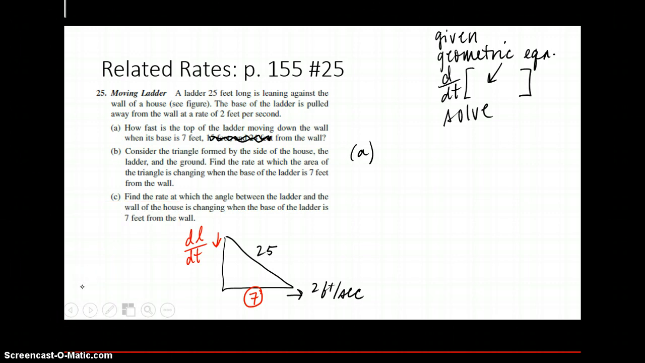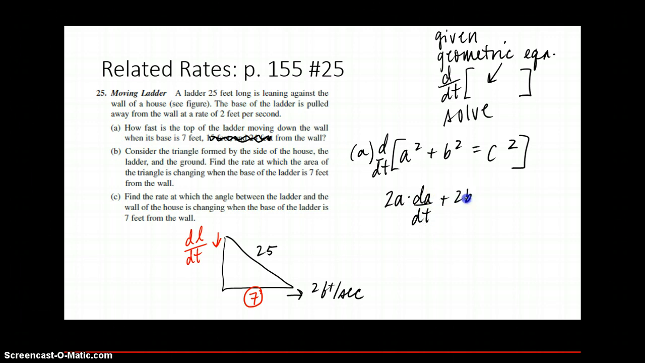Alright, so what would be the geometric relationship to relate the three sides? That would be our Pythagorean theorem, a squared plus b squared equals c squared. We're going to derive this equation with respect to time. 2a times dA/dt, and this is where our implicit comes in, plus 2b times dB/dt equals 2c times dC/dt.